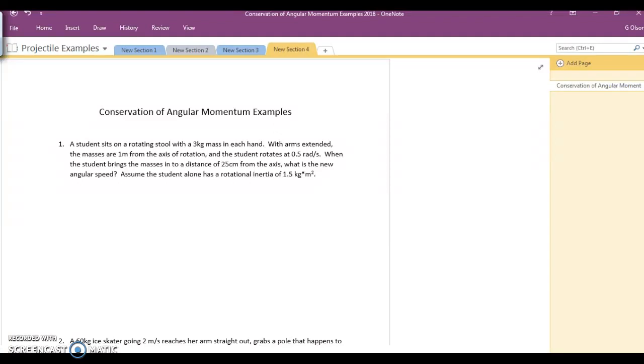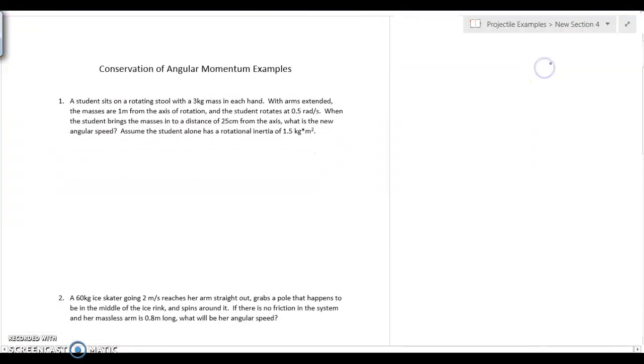Okay, we're going to go through the first couple examples here on angular momentum conservation. The first one is just like the demo we did in class, where the student sits on the stool, rotates, with a mass in each hand, brings the arms in, extended, and so on. In this one, with the arms extended, the student's rotating at 0.5 radians per second. Now the student's going to bring the masses in.